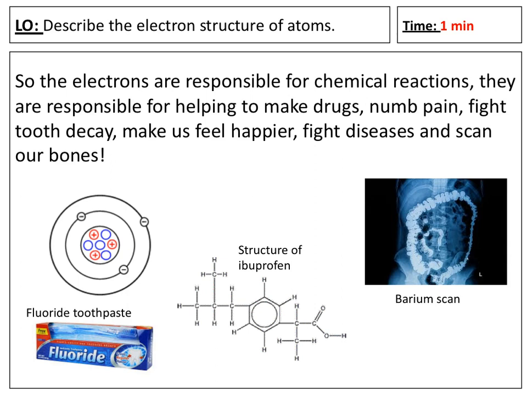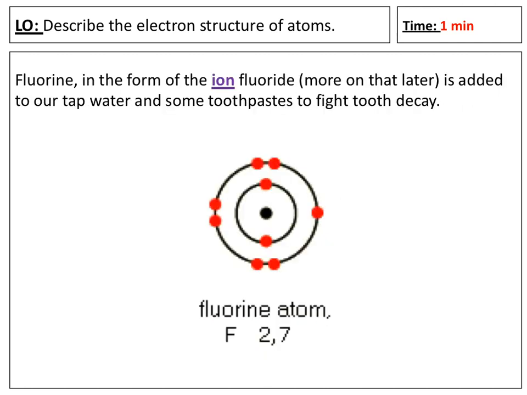They're responsible for helping to make drugs, to numb pain, to fight tooth decay, to make us feel happier, to fight diseases, and to scan our bones as well. So some examples down the bottom there. This is a big structure. This is ibuprofen, and if you ever wondered what those lines mean in a structure, all of these lines are a chemical bond, and a chemical bond, in terms of a covalent bond, which these are, is a shared pair of electrons. So electrons are all about bonding, about reactivity.